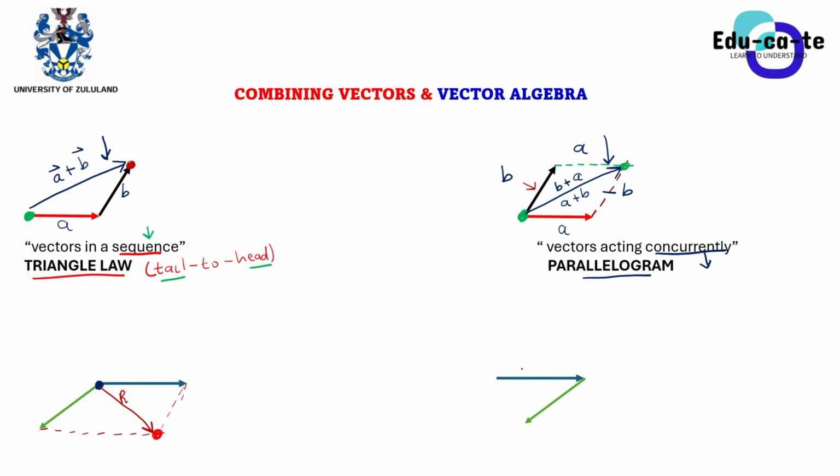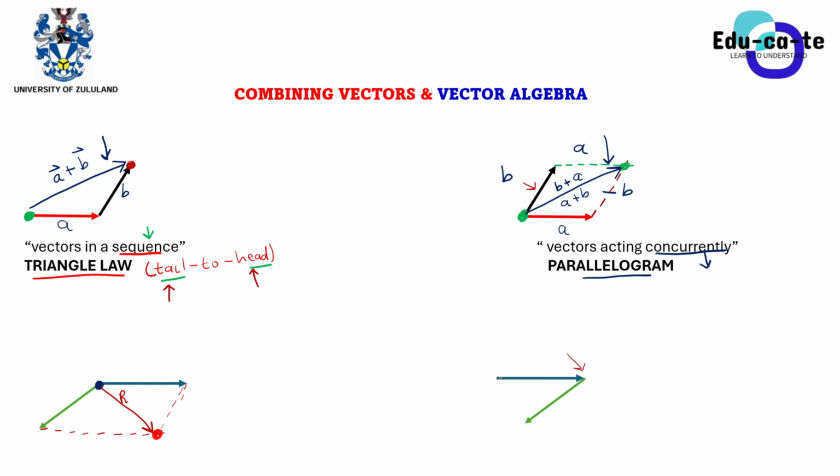We start with the blue vector, and the green vector follows after the blue vector. You can see that here, where this blue vector ends at this point, the green vector continues. Now remember that when you are doing the tail to head method, you move from the tail of the first vector to the head of the last vector.